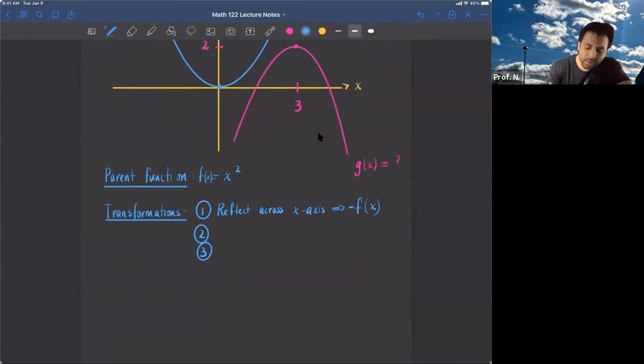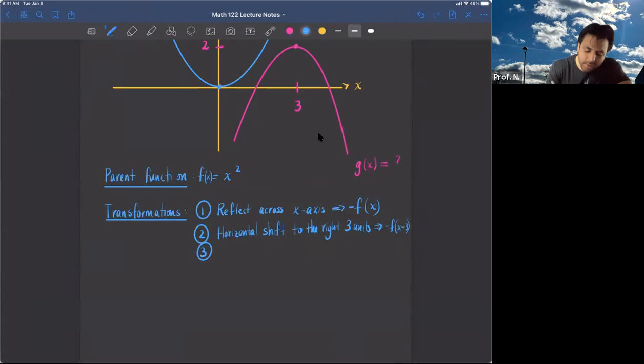Then I'm going to shift it over horizontally. So horizontal shift to the right 3 units. What does that mean? This will be negative f of x minus 3, right? Because I shift to the right by 3 units, so I subtract 3 from the x inside.